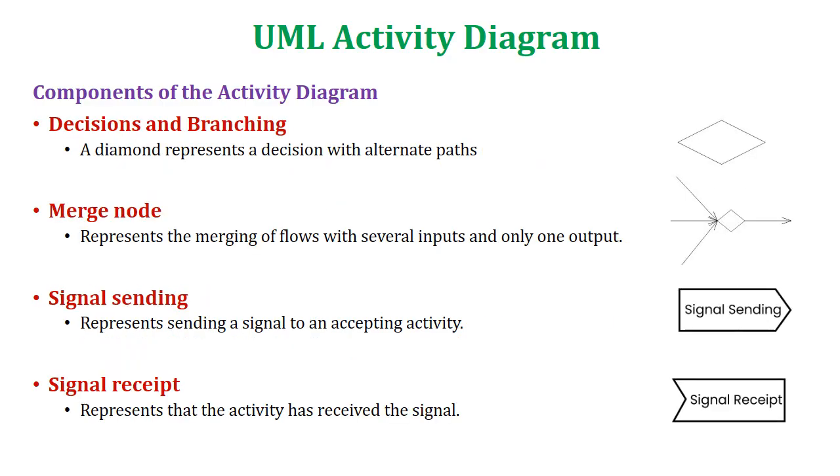The next component, decision and branching. A diamond represents the decision with alternate paths. The next component, merge node. It represents the merging of flows with several inputs and only one output. See here, it will merge all the inputs and then produce a single output. Signal sending represents sending a signal to an accepting activity. And the signal receipt represents that the activity has received the signal.